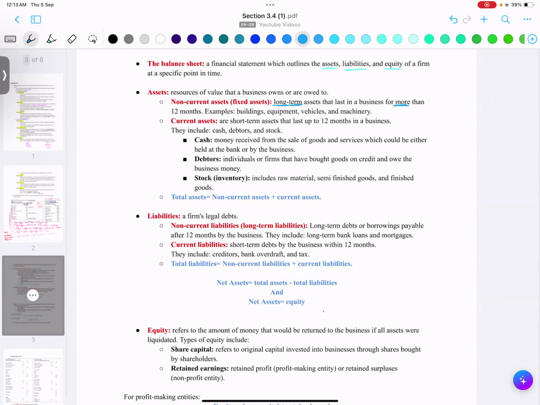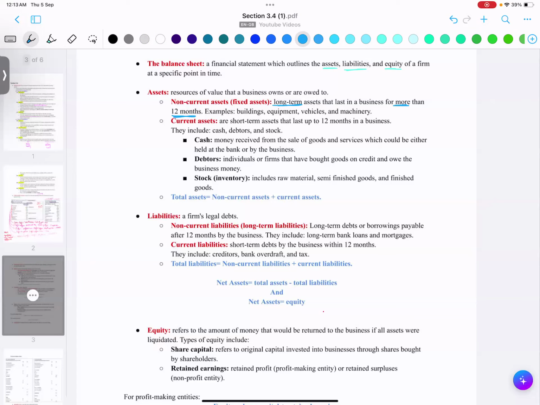So more than 12 months, okay, so over a year. Examples are buildings, equipment, vehicles, and machinery. Current assets are short-term assets. They last up to 12 months, a maximum of a year, in a business. They include cash, debtors, and stock.